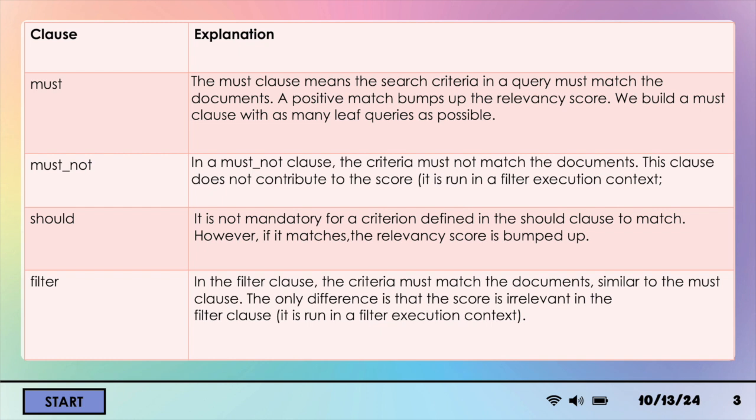In a must-not clause, the criteria must not match the documents. This clause does not contribute to the score. It is not mandatory for a criterion defined in the should clause to match. However, if it matches, the relevancy score is bumped up. In the filter clause, the criteria must match the documents, similar to the must clause. The only difference is that the score is irrelevant in the filter clause.